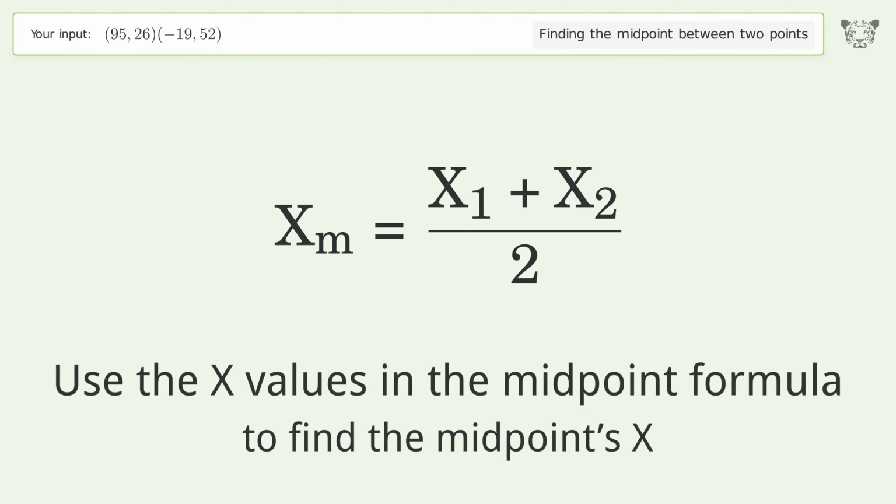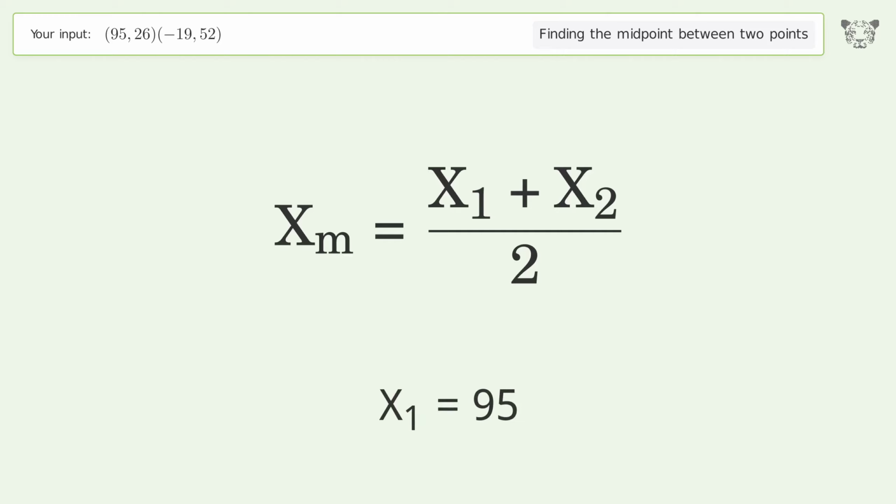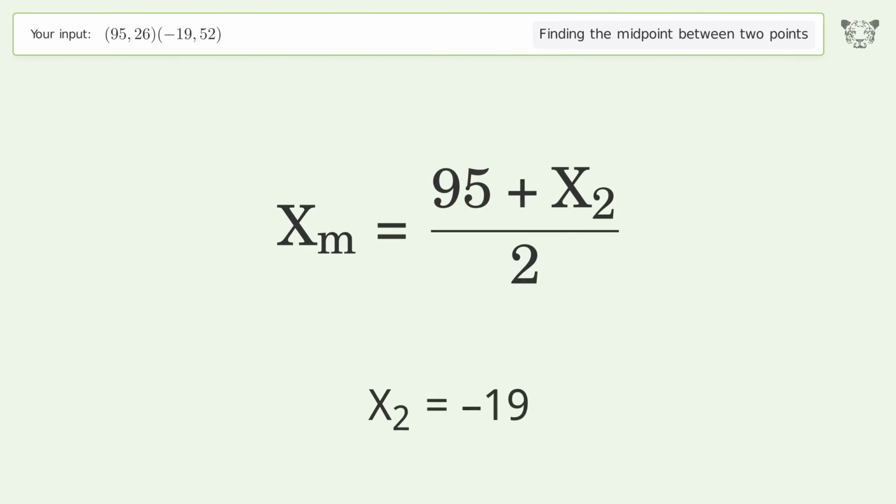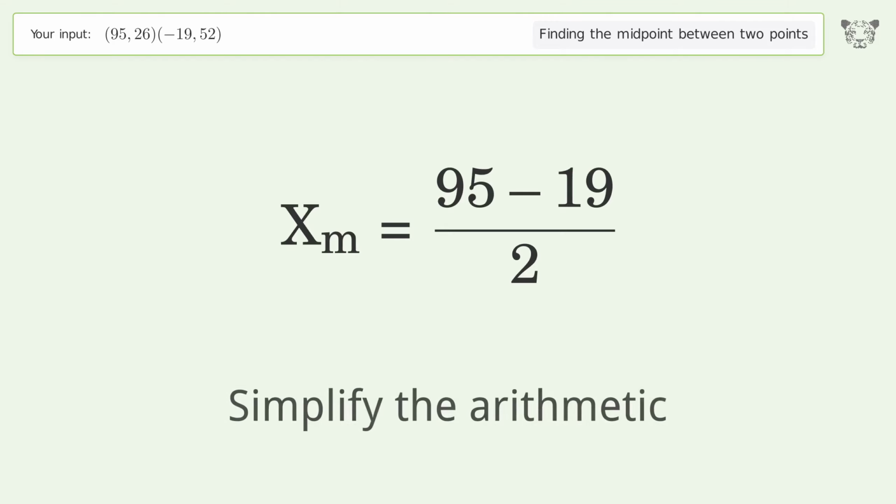Use the x values in the midpoint formula to find the midpoint's x. x1 equals 95. x2 equals negative 19. Simplify the arithmetic.